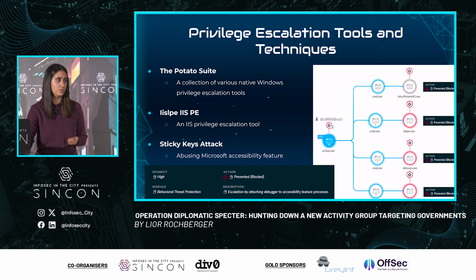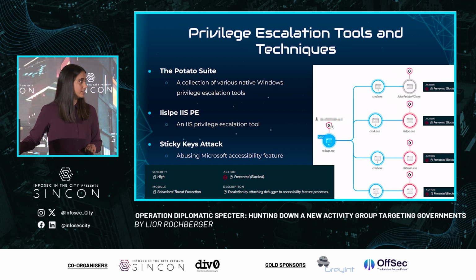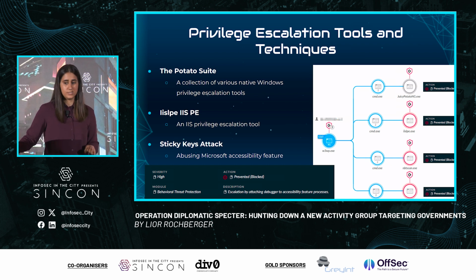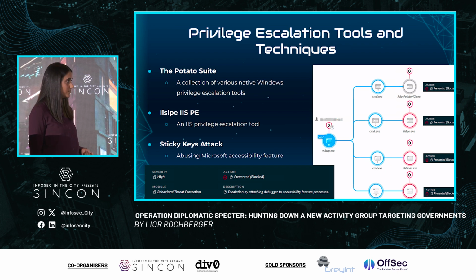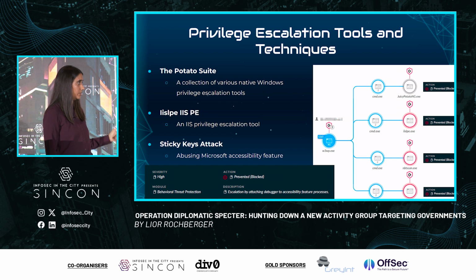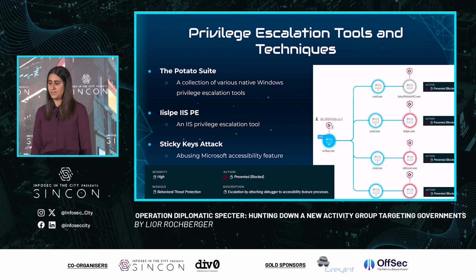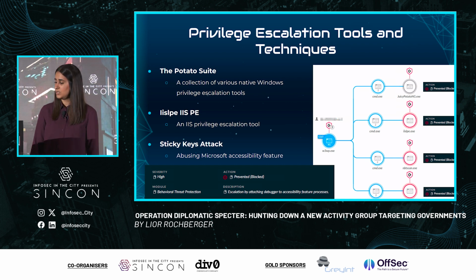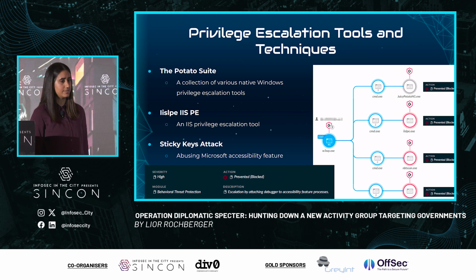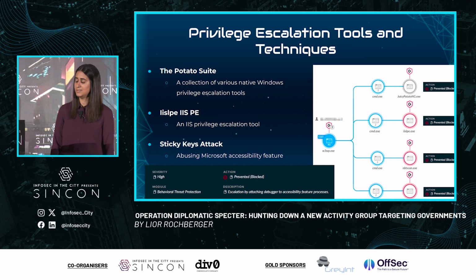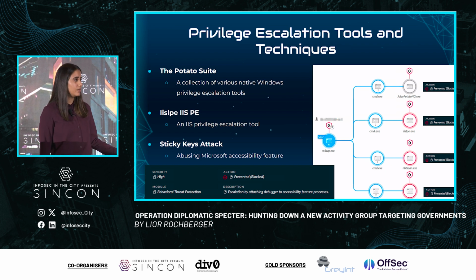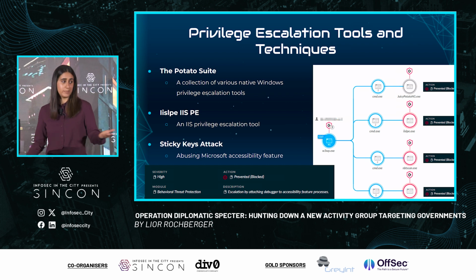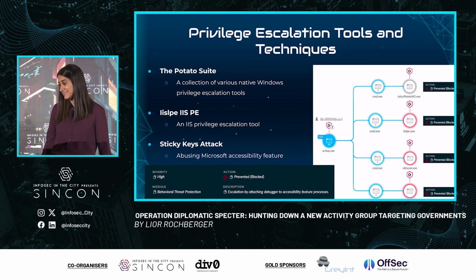And as part of their attempt to get elevated privileges, we saw that the threat actor tried to use different tools and techniques. They first tried to use the Potato Suite, which is a collection of Windows native privilege escalation tools that is available on GitHub and actually gaining popularity in the last 2 years. They also tried to use an IIS privilege escalation tool, which is called IIS LPE, also available on GitHub. And interestingly, or should I say weirdly, they also tried to use the pretty old technique known as the sticky keys attack. I find it very strange, but apparently it's still a thing, and threat actors still use that.